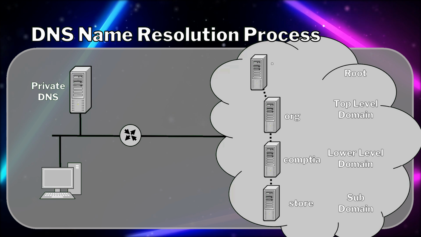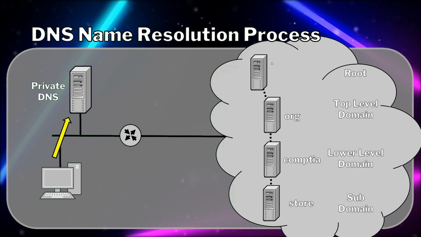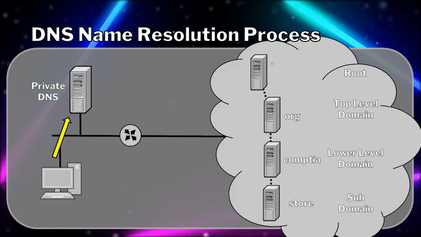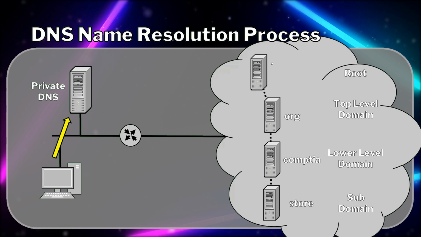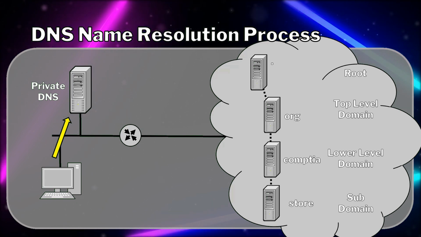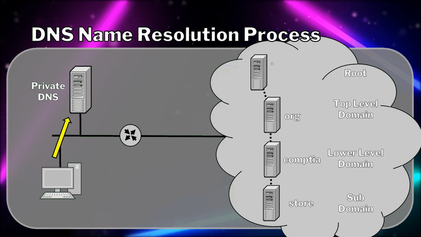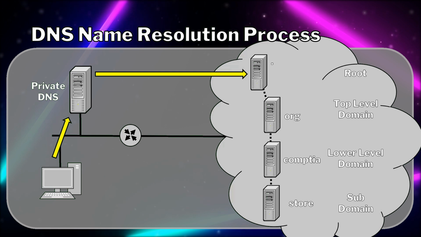So the way that'll work is the client will make their request to the private DNS server, and it'll be for something on the internet. Now, that private DNS server may not have that public record, but it has been set up to go and query or forward the request to a root DNS server on the internet somewhere. So it sends that request to a root DNS server.